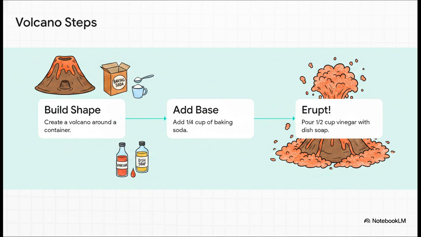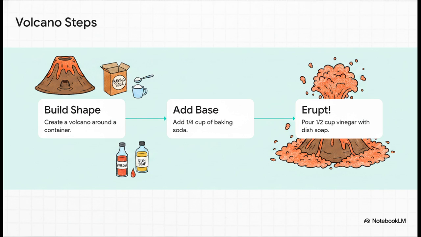All right, let's see how this builds into some practical work. If you want to safely create this massive, foamy, carbon dioxide-producing eruption right at home, here is the structured breakdown. Step 1. Build a volcano shape around a central container using clay or paper mache, whatever you have. Step 2. Drop in your 1/4 cup of baking soda. Step 3. Pour in your 1/2 cup of vinegar. But wait, here is an awesome pro tip from our sources.